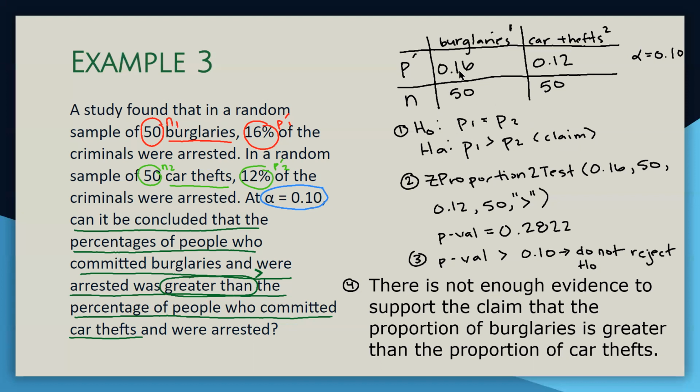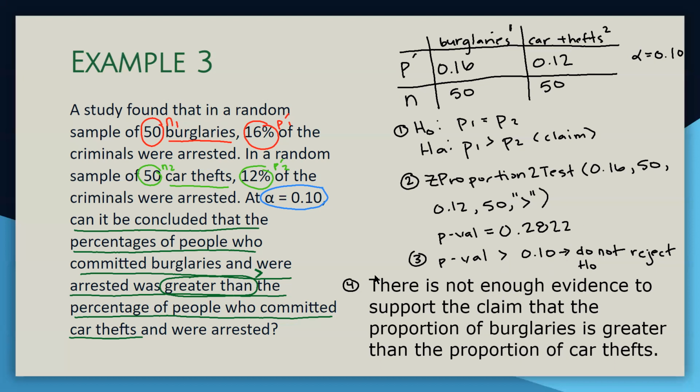Because we were given P prime, I went with GeoGebra, which takes P prime, versus TI-84, which will require X and N. So Z proportion 2 test, and then sample 1 proportion, sample 1 size, sample 2 proportion, sample 2 size, and the tail in this case was greater than. And that gave me a p-value of 0.2822. For step 3, when we compare that p-value to 0.1, the p-value is greater, it's more than double. So we do not reject the null.